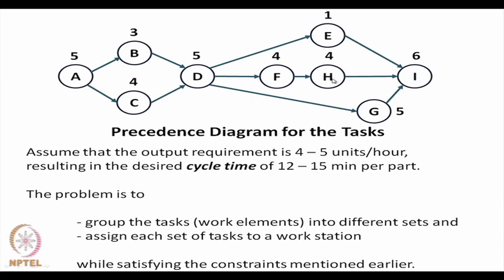D, F and H, all three: after D is complete, F can be completed, and after F is complete, H can be completed. Earlier D, F and G were put in one workstation. Now, what have we done? We have put G in workstation 3 and from workstation 3 we have brought H to workstation 2. So 5, 4 and 4 is 13 minutes spent in workstation 2, and workstation 3 is busy for 1 plus 6 plus 5, 12 minutes.